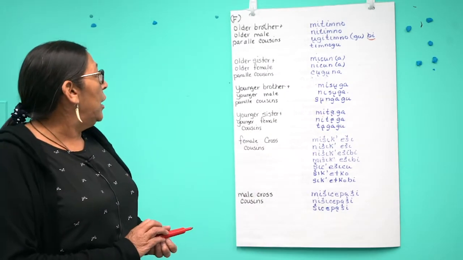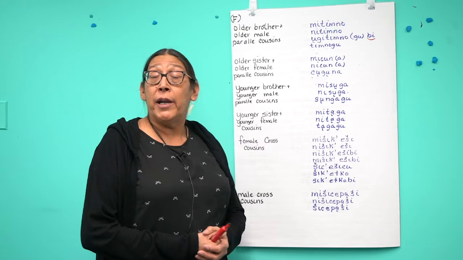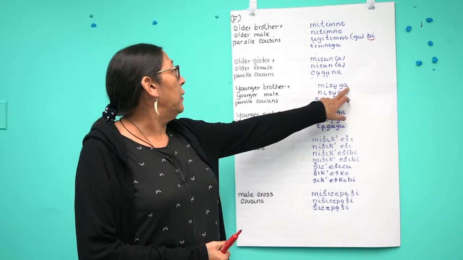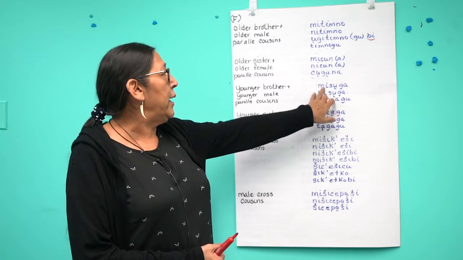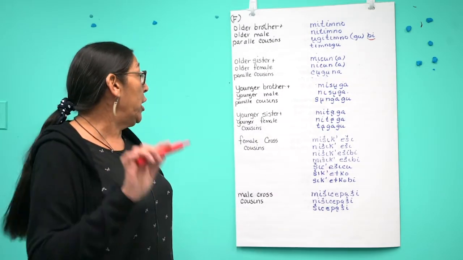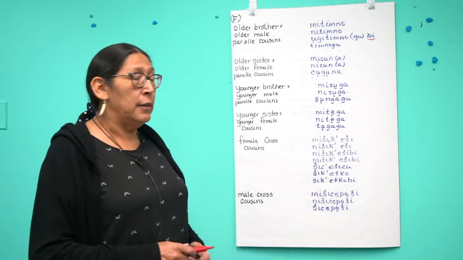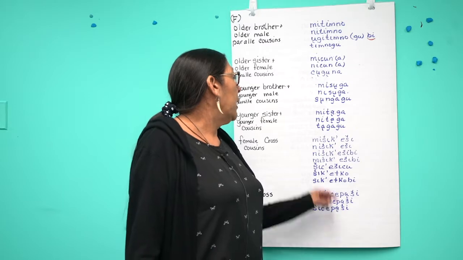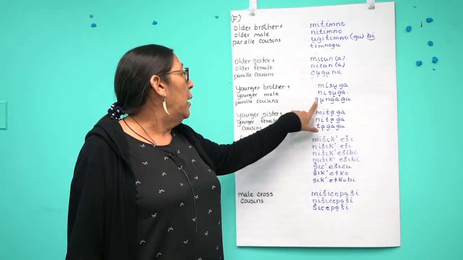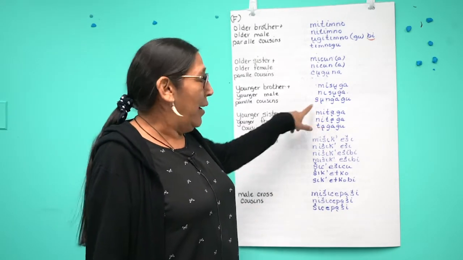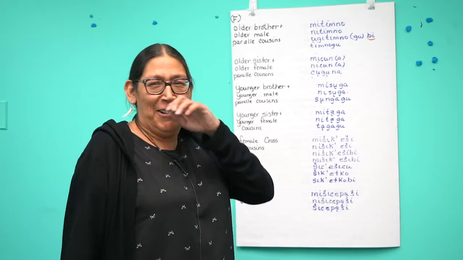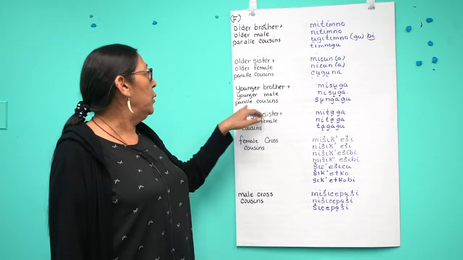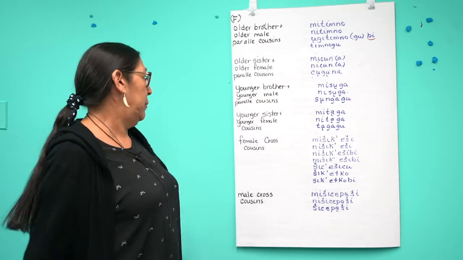Now, we're going to go on to my younger brother or my younger male cousins. They're my misunga. See, my U is nasalized again, misunga. If they're your younger brother, then they're your nisunga. And if they're ours, sorry, I bit my tongue. Sungagu.